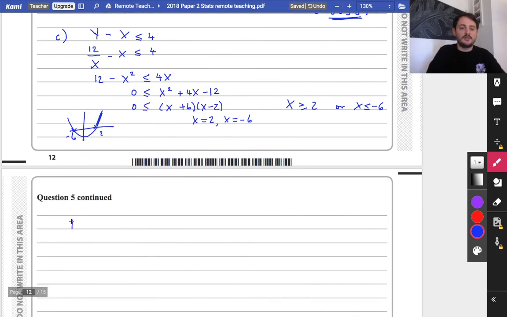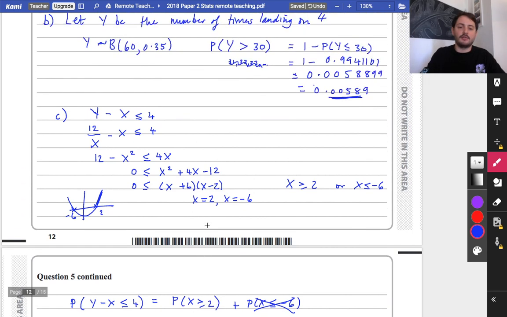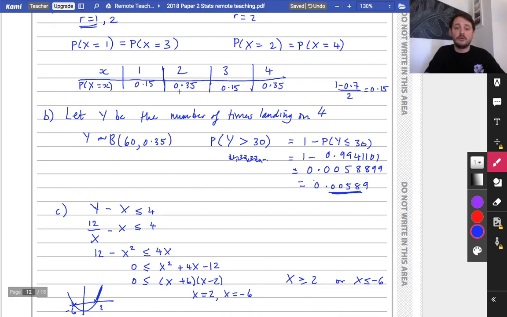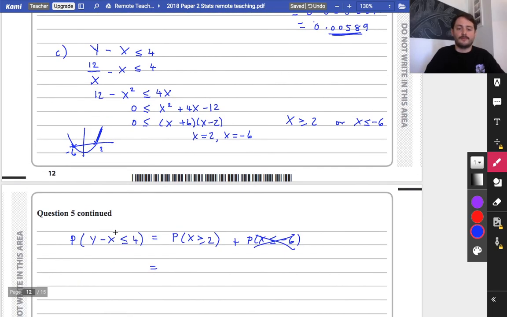So the question wanted me to find out the probability that y minus x is less than or equal to 4. But that's the same as the probability that x is greater than or equal to 2, or x is less than or equal to minus 6, sorry. However, there's no minus 6 on the spinner, so that's just not even going to be included. So all we need to do is look at the probabilities that x is greater than or equal to 2 from our table, which is this probability, and this probability here. So it's 0.35. That's the probability of it being equal to 2. That's the probability of it being equal to 3. And that's the probability of it being equal to 4. This adds up to 0.85.